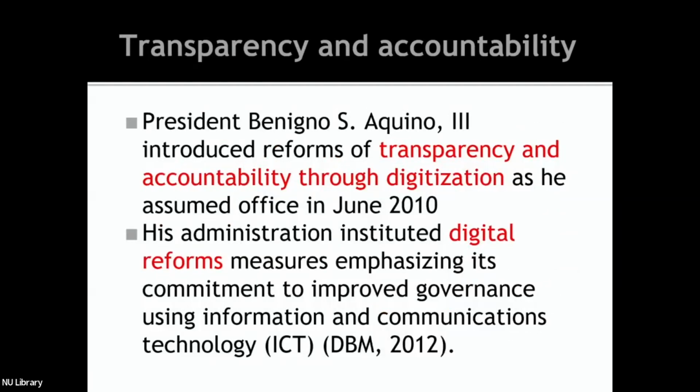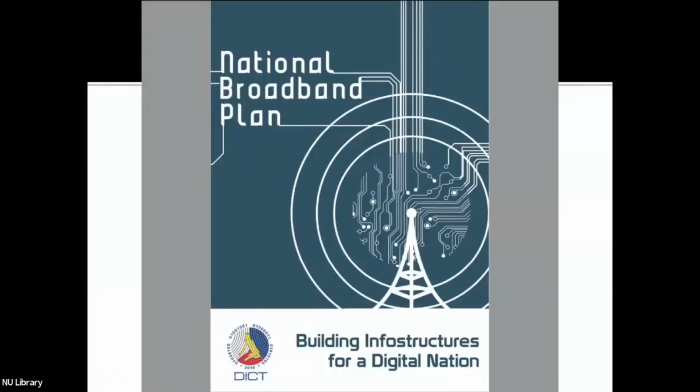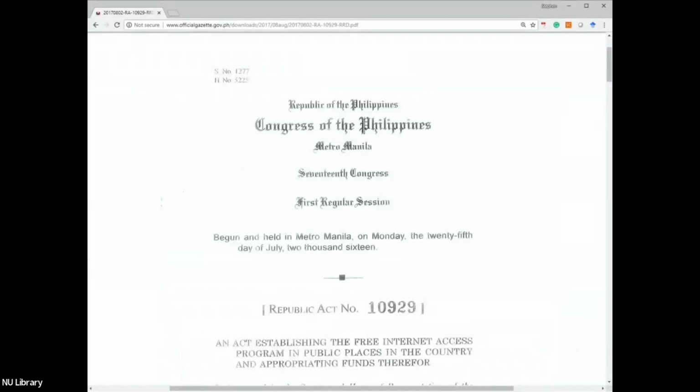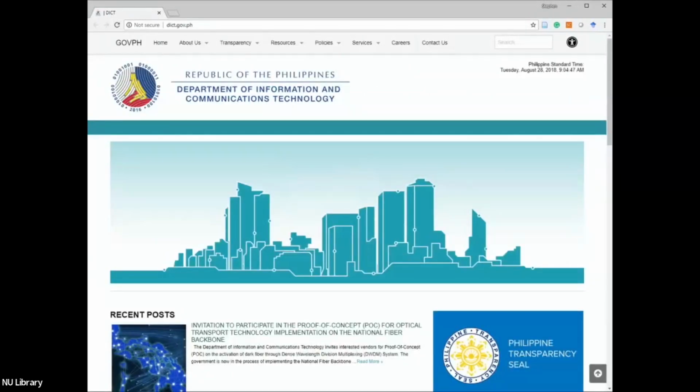During the time of former President Aquino, transparency and accountability through digitization was pushed. And during the term of former President Duterte, they focused more on infrastructures and open access. In 2016, there was a free internet access program for all public places in the country. It was put into law, along with the establishment of the Department of Information and Communications Technology.